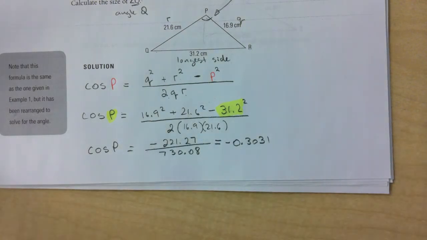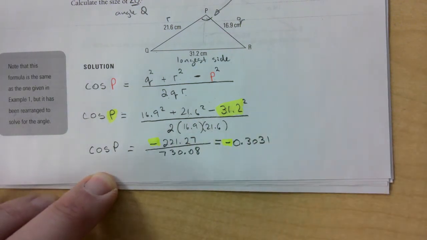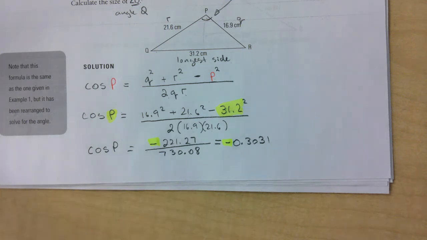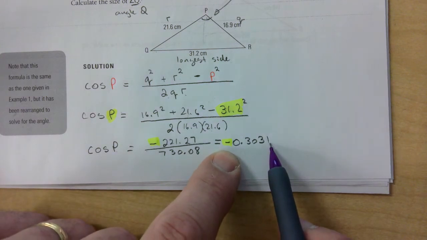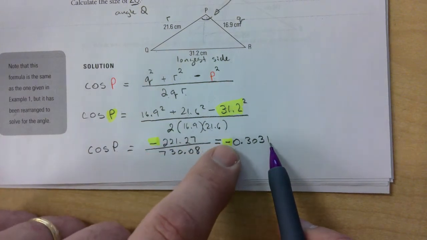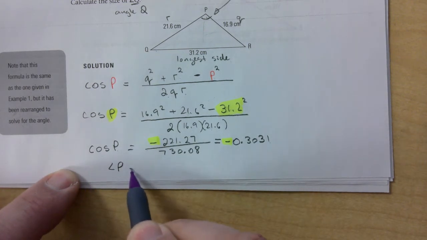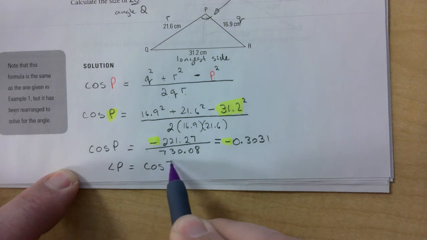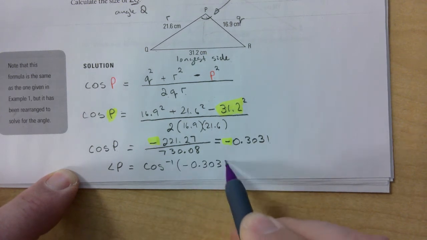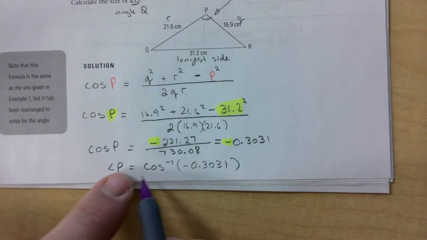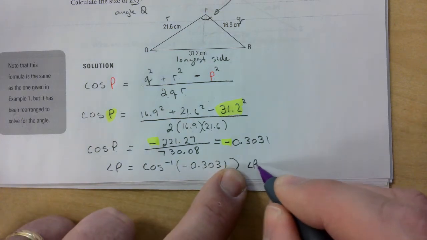Okay, so I'm going to highlight the negative. And so cosine of P is this. Forget the fraction now, we know that it's this as a decimal. So your last step is to say angle P is going to be cosine inverse of the decimal I just found. Okay? And then you're going to get angle P on the side here.